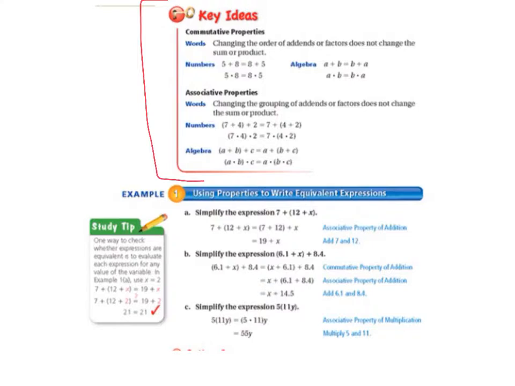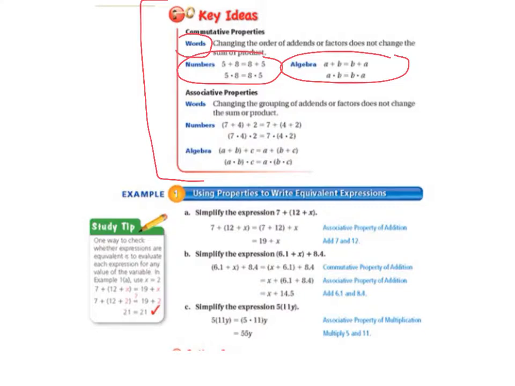The commutative property is when you change the order of addends or factors, and that does not change the sum or the product. So be sure to copy the words and the numbers. So copy the definition and the examples exactly as they appear here into your notebook.